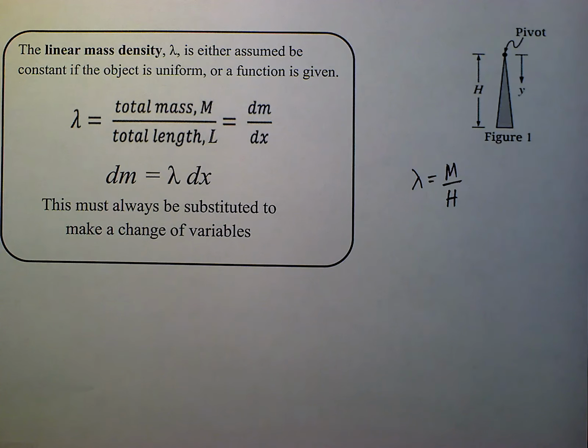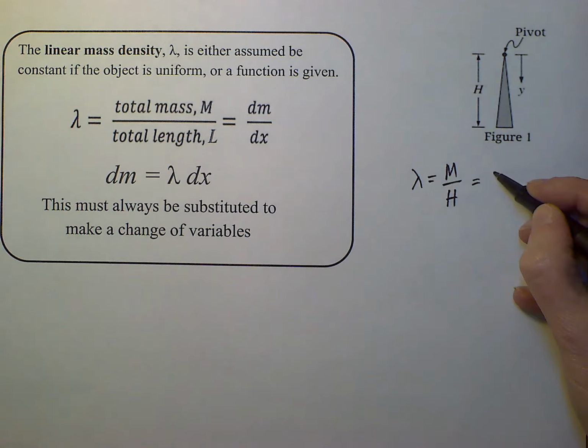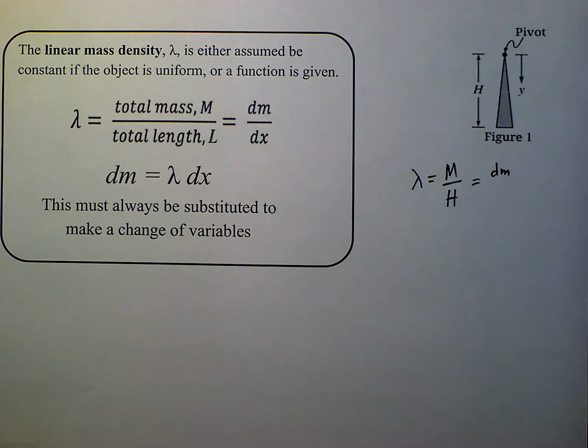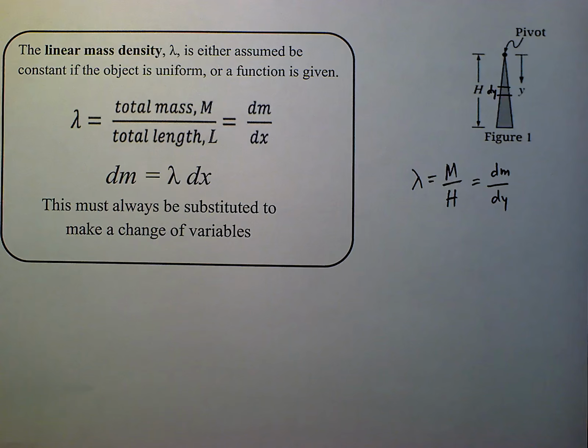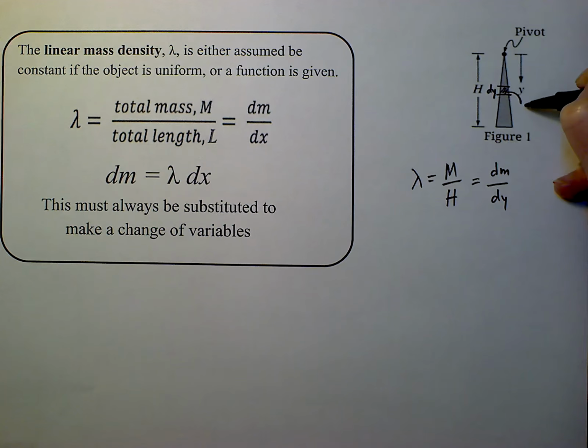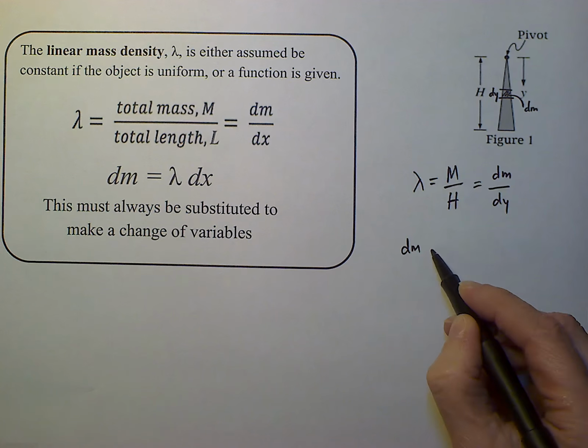But the more important thing is to think about how this relates to a small piece of mass. All right, so this is true, but it's also true that if I just look at a little sliver of mass, it would have a size of dy. I'm looking at a little piece of mass like here that would have a size dy. This mass here would be a small piece of mass dm. So I have this basic statement here. I'm going to rearrange this so that dm is by itself.